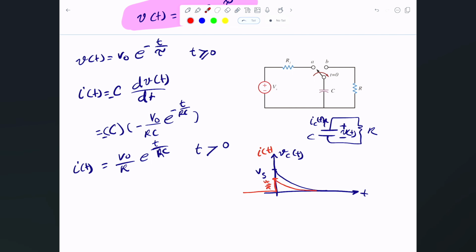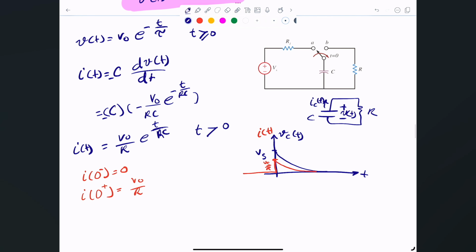But what I want you to pay attention to is that at 0 we have two values. We have I of 0 minus, which is simply 0, and I of 0 plus, right after 0, which is simply V0 divided by R, because if you substitute t equals 0 in here, that's what you will get. So there are two different values here. We have 0 before and V0 divided by R afterwards. And of course, if you were interested in computing the power, it is simply of either one of them.